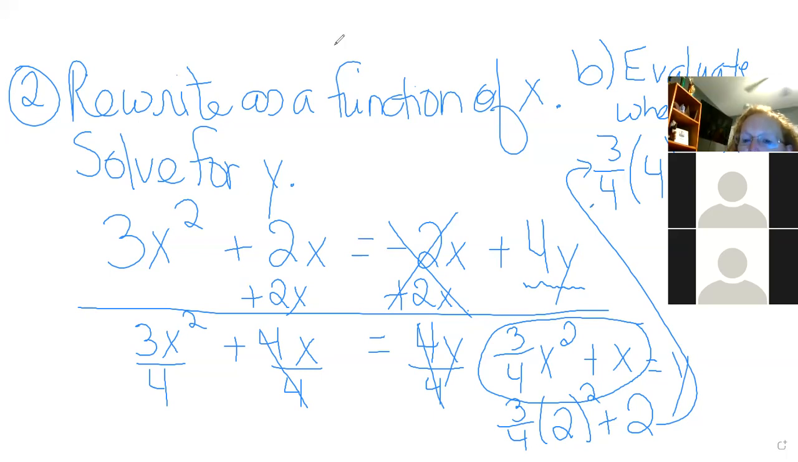And then this 4 and this 4 are going to cancel out. And so that 3/4 times 4 is just going to give me the number 3 plus 2. And so my answer simplifies to be 5.